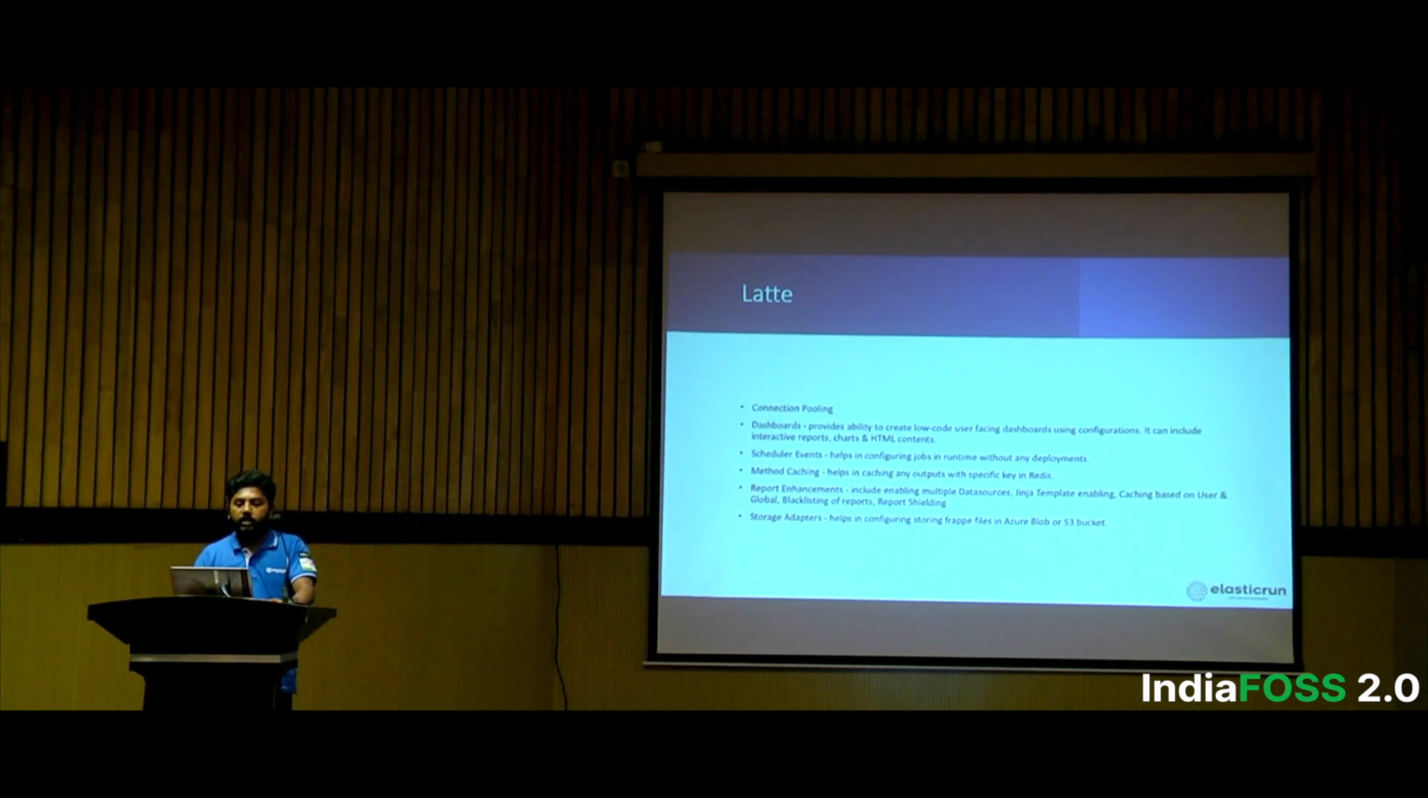So these are some of the features of Latte, like connection pooling and method caching, which helps in caching the response of any API in Redis. Let's say there are 100 calls for the same API with similar inputs, Latte will call the runtime only once, and the others will get the same response from the cache. And there is a storage adapter, which helps in storing Frappe files in Azure Blob or an S3 bucket.